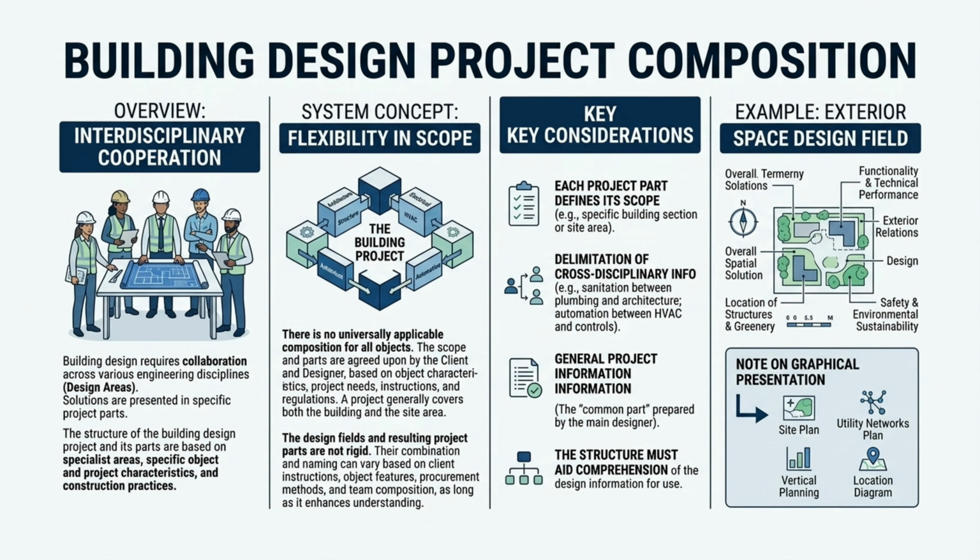The way a building design project is organized depends on the type of building, the particular requirements on site, project objectives, and industry practices. There is no universal structure that suits every building or situation. Instead, the composition and naming of the parts are agreed upon between the client and the design team. This agreement takes project needs, instructions, and legal requirements into account, so each project covers both the building itself and its placement on the land.